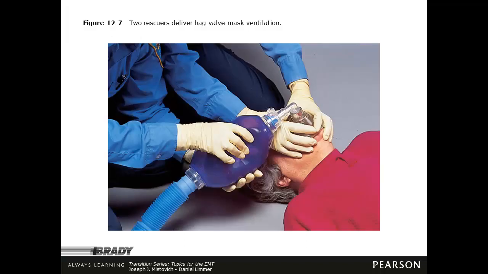Here are two rescuers delivering bag valve mask ventilations, one using an appropriate C-clamp to hold the mask tightly against the patient's face, the other using the bag valve mask with both hands, delivering an adequate volume at no more than one breath every 5 seconds in most circumstances. They're using an oxygen reservoir to provide high concentrations of oxygen to the air pulled into the bag before it's pushed into the patient's airway.